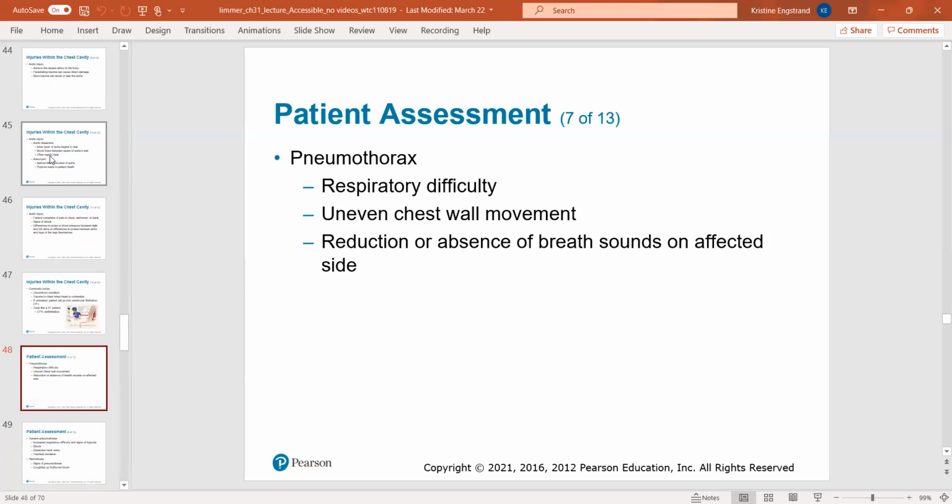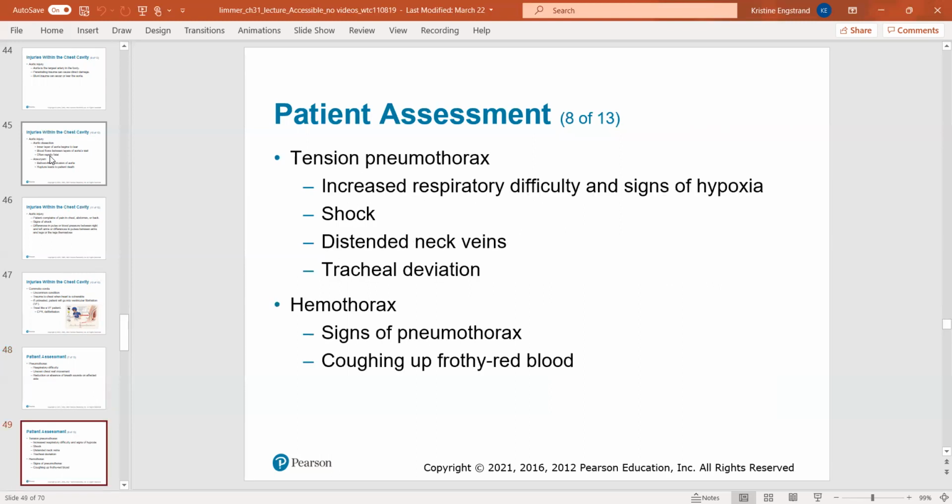So for pneumothorax, what are we going to do about it? Well, they're going to be breathing, but they're going to have a hard time breathing. We're going to look for uneven chest wall movement, and absence or reduction of breath sounds on the affected side. With tension pneumo, same thing. We're going to start looking for JVD and tracheal deviation.